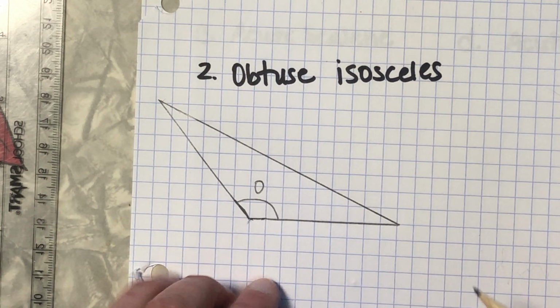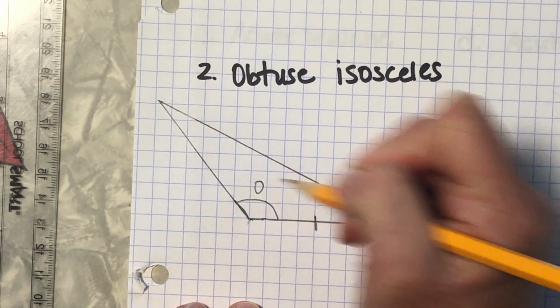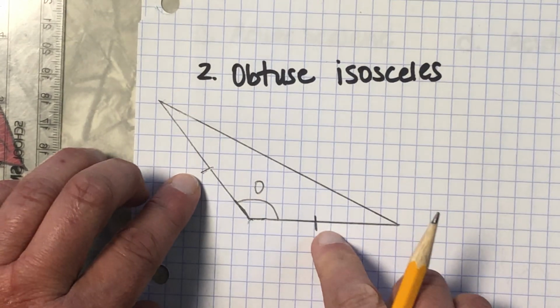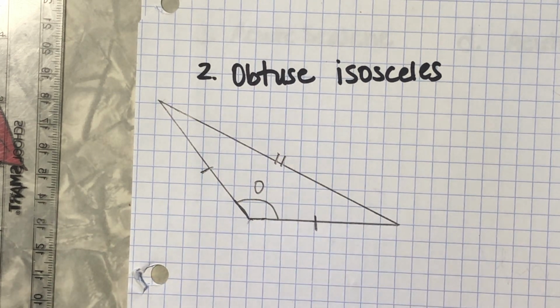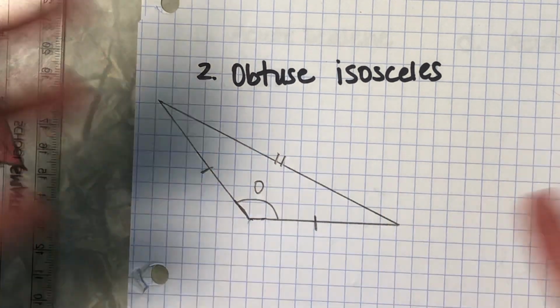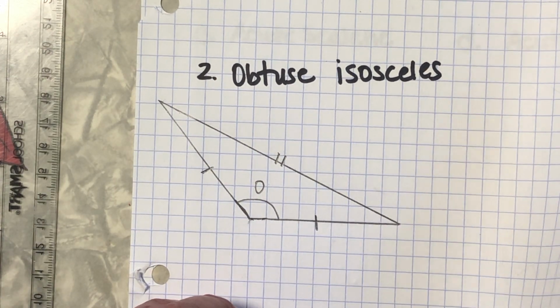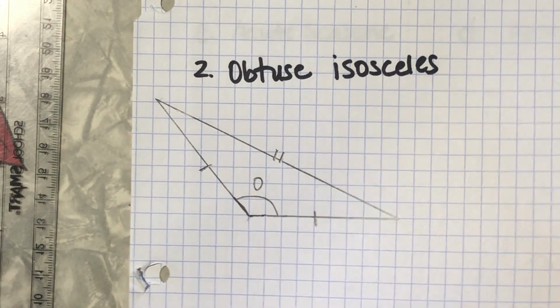All right, and it's isosceles, so I'm going to mark the sides that are the same with the same kind of mark. And I'm going to mark the one that is different with 2 little dashes. So here I have my obtuse isosceles. This is so fun, isn't it?